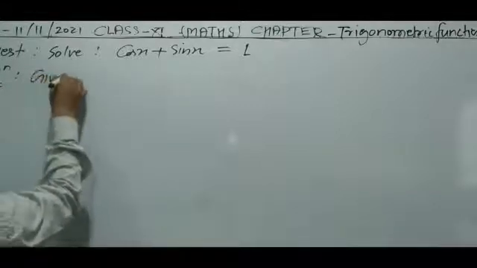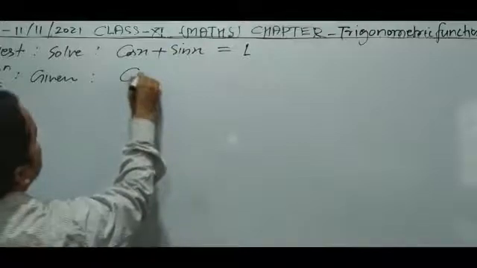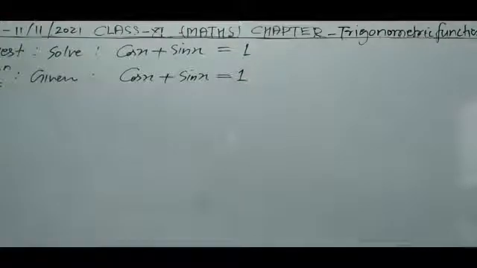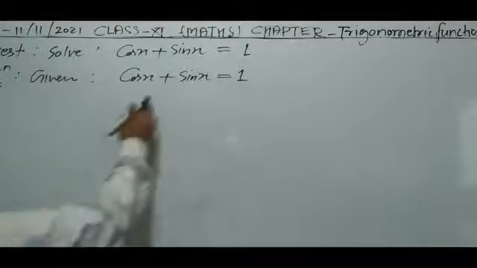So the solution: given cos x plus sin x is equal to 1. So what do we have to do? It means the value of x for which, when you put x equal to any number, you can get their sum as 1. So how can we solve it? First of all, we have to simplify. To simplify easily, we have to operate on the terms.